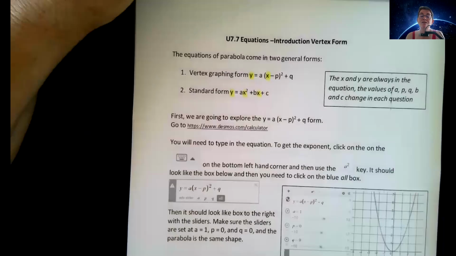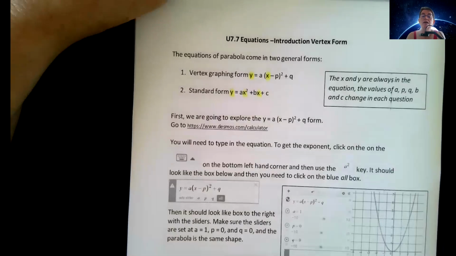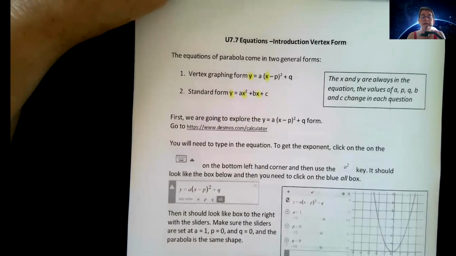Hi there, this is video 7.7, and we are going to introduce the Vertex graphing form type.